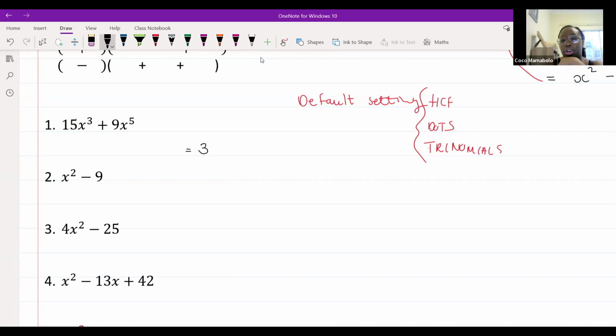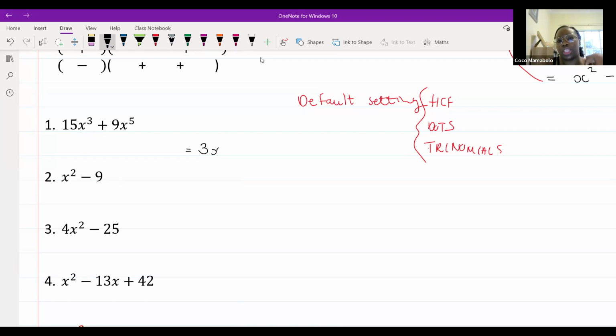Not particularly, because what's going to happen if I try to divide x to the power 5 over here? I'm going to get a negative answer. All right, so when it comes to the variables, we always want the variable with the smallest exponent. Which one is that? It's x to the power of 3. Good, it's x to the power of 3.